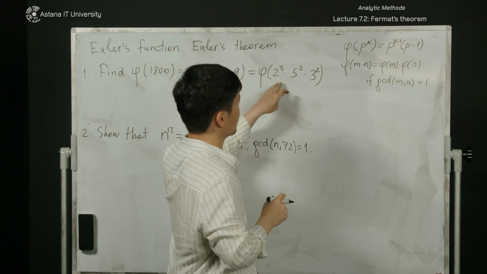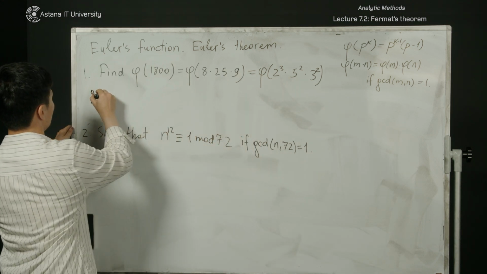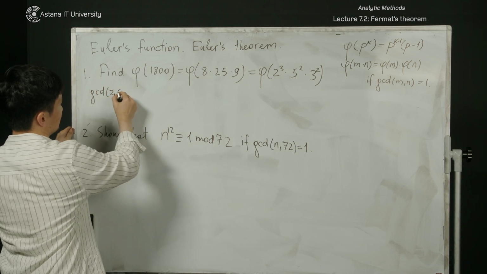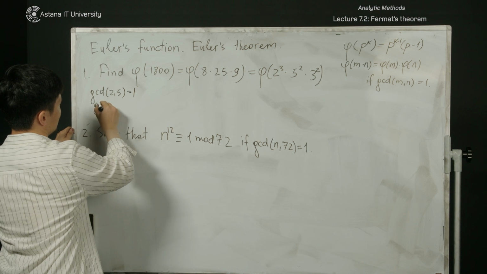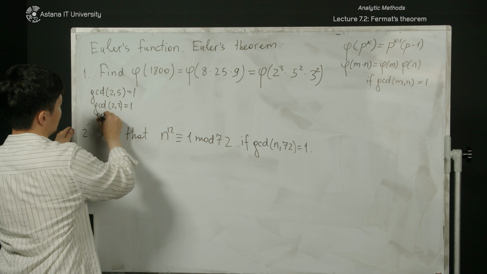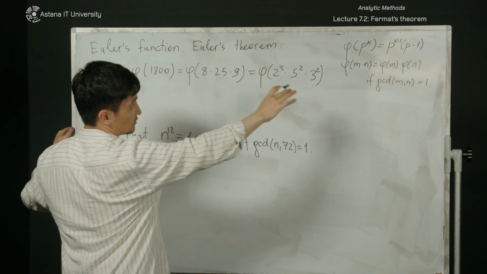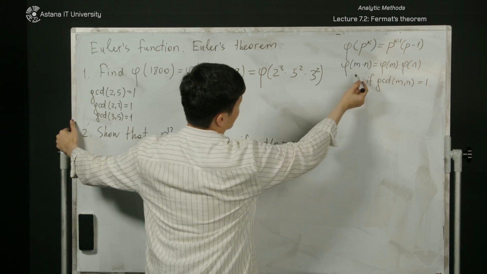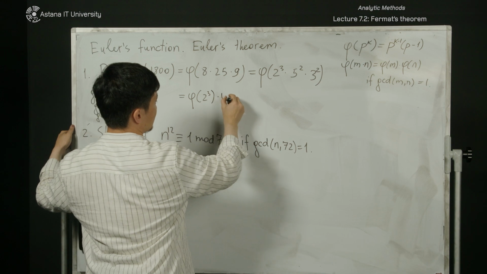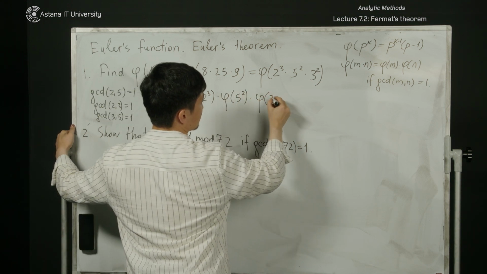But before that, I have the product of these numbers, right? So since I know that GCD of 2 and 5, 2 and 3, and 3 and 5 are all 1, right? I can make use of this theorem as well. That is, I can write them separately. Phi of 2 to the power of 3 times phi of 5 to the power of 2 multiplied by phi of 3 to the power of 2.